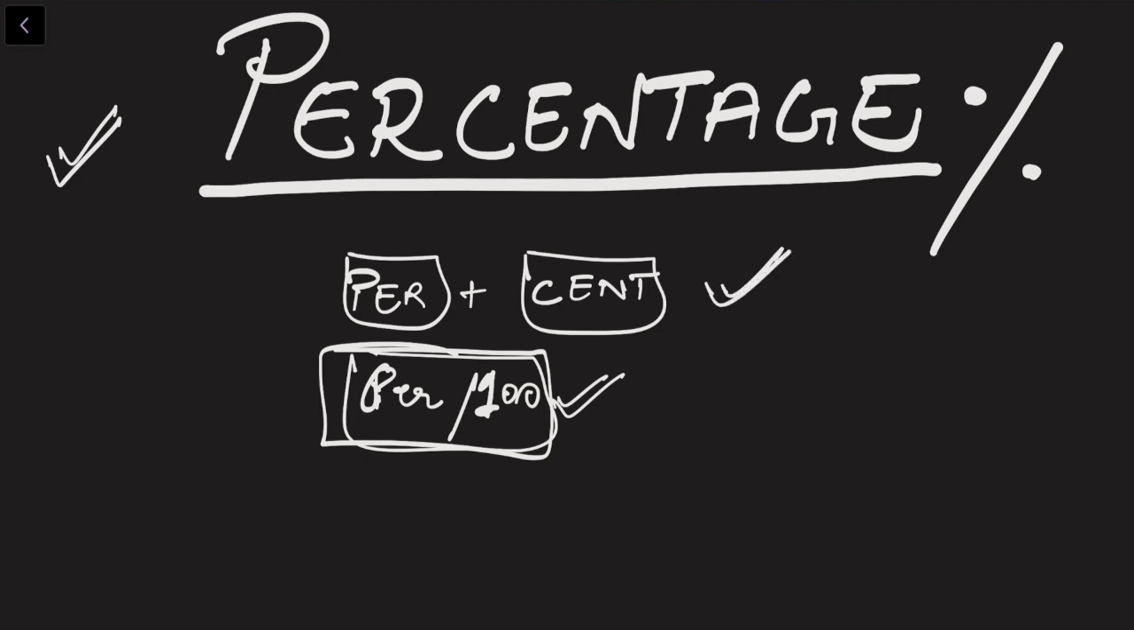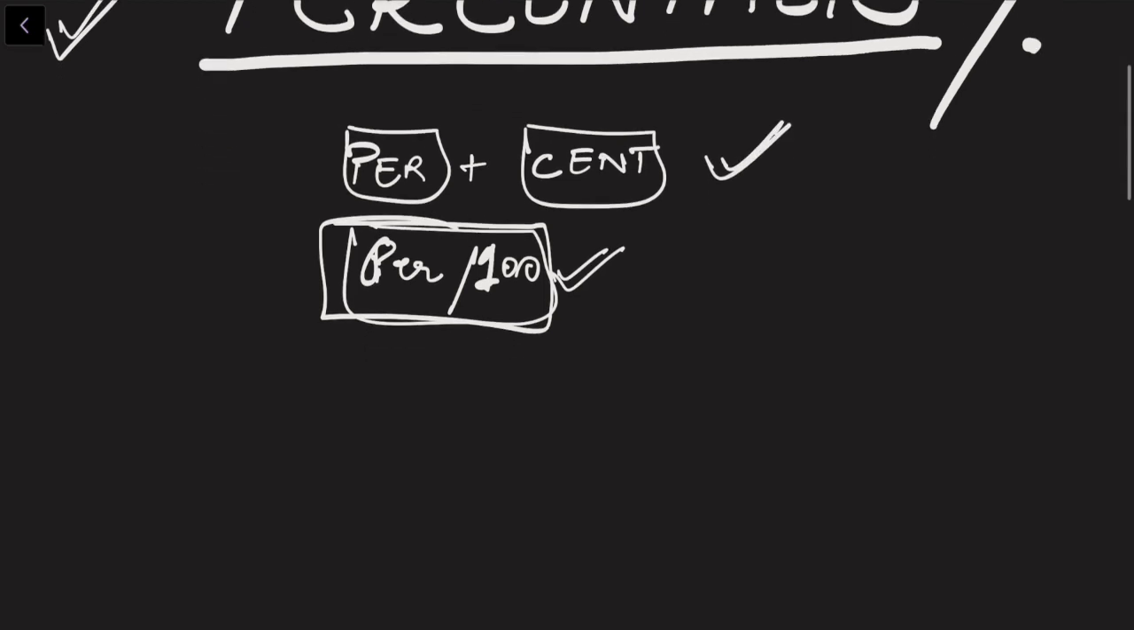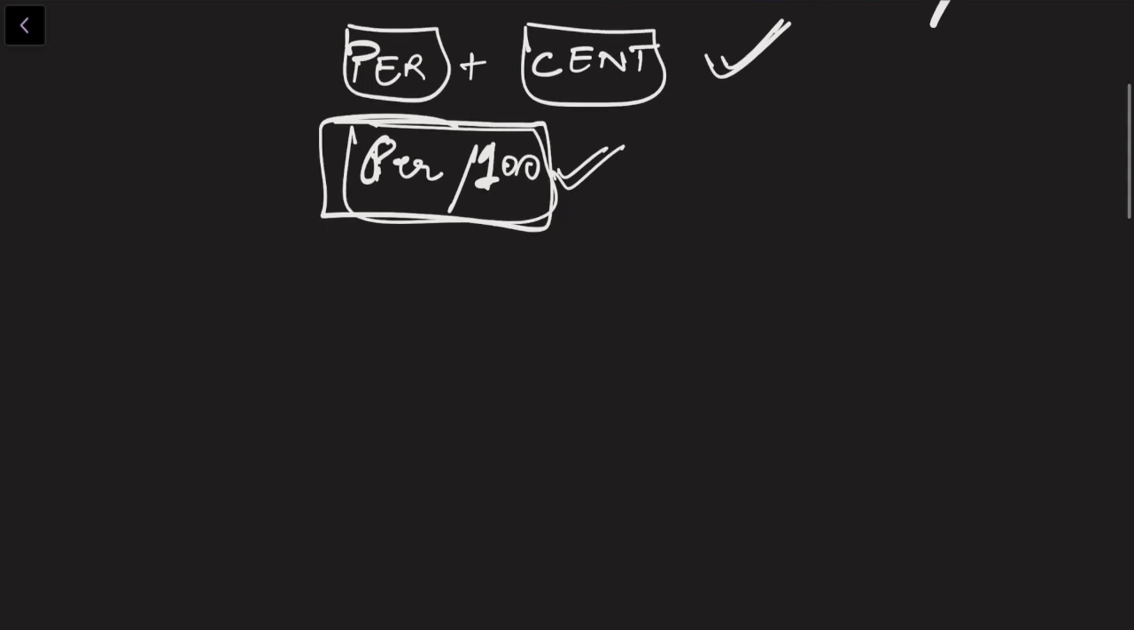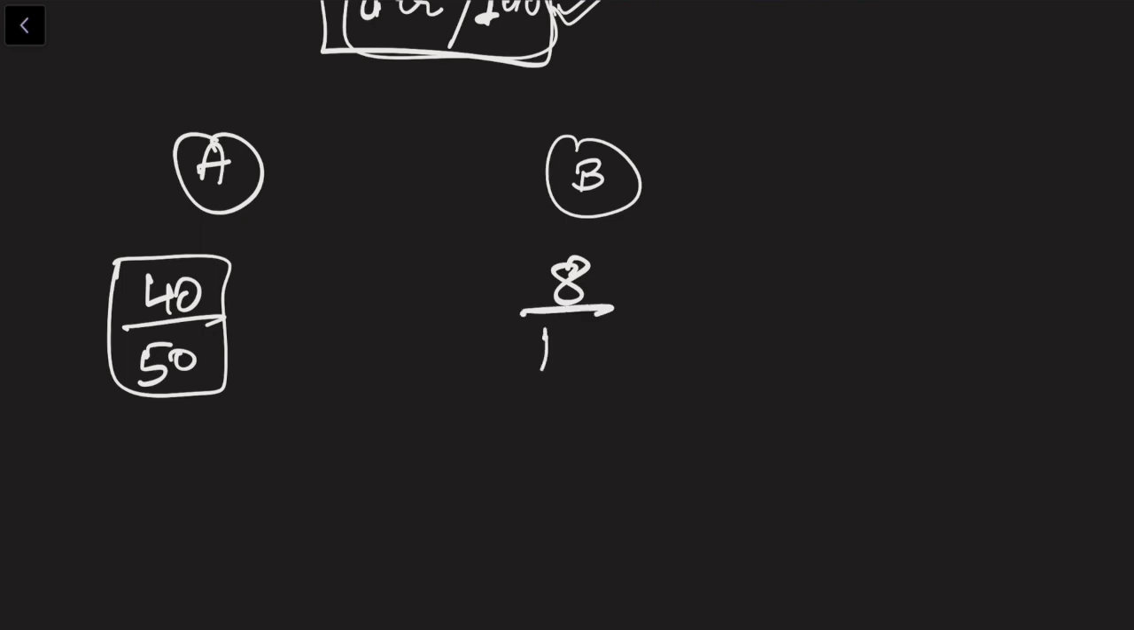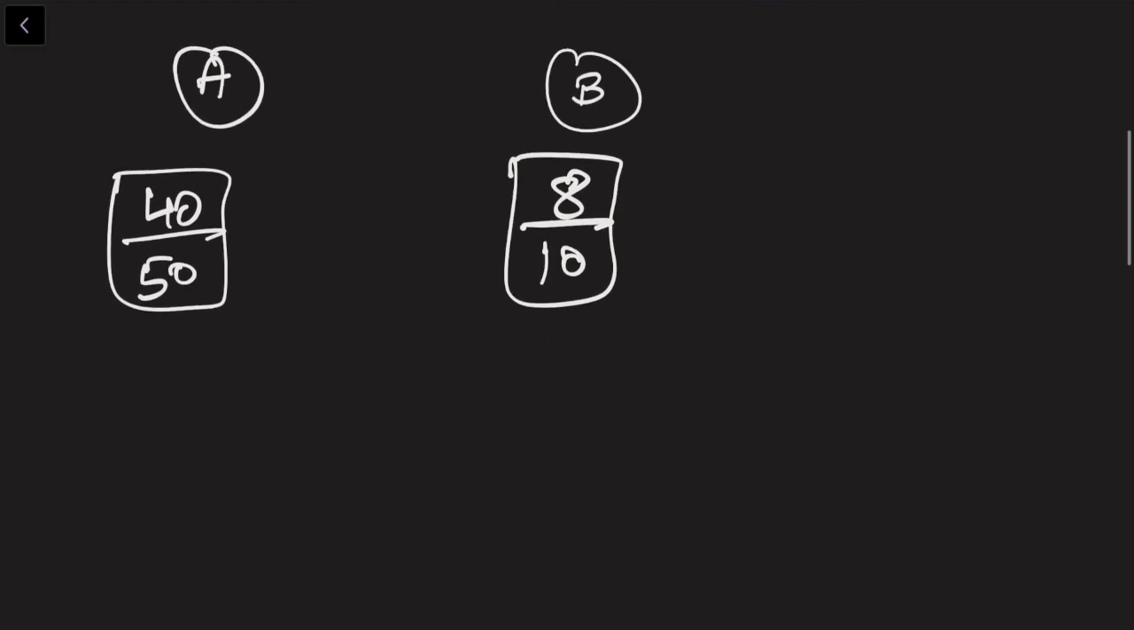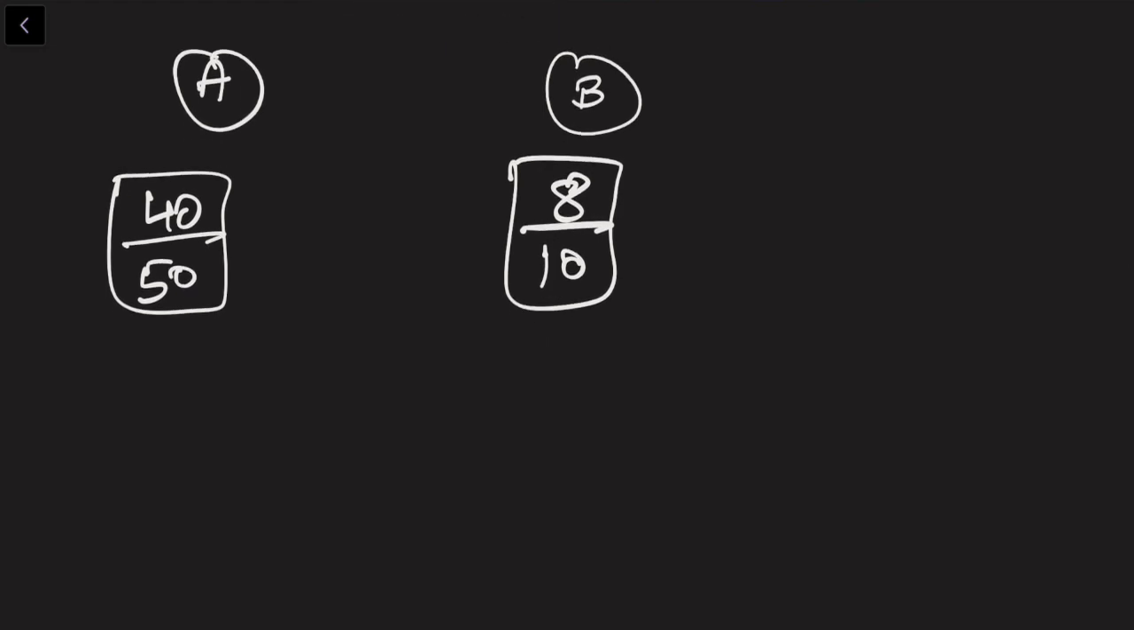Now I'm going to give you an example with the help of which it will be easier for you to understand. See, there are two students, A and B. A has got 40 marks out of 50, and B has got 8 marks out of 10. Now I ask you, who has got more marks? A has got more marks or B has got more marks?